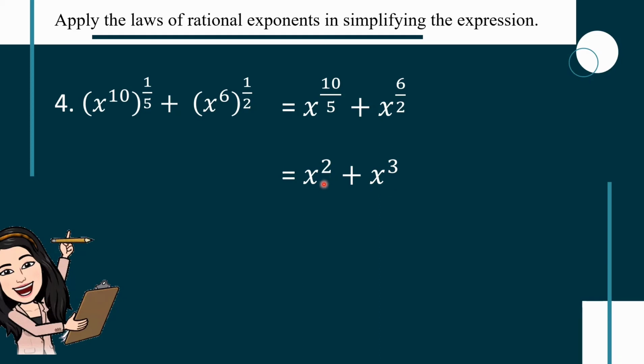Okay, we can only add similar terms. Since ito ay hindi similar terms, ano ba pag sabing similar terms? Dapat parehas siya ng base, parehas din siya ng exponent. Since ito ay x squared, yung isa ay x cubed, hindi po natin yan pwedeng i-add. So, ano ma'am ang magiging sagot? So, yan na po. Okay, so we have x squared plus x cubed.